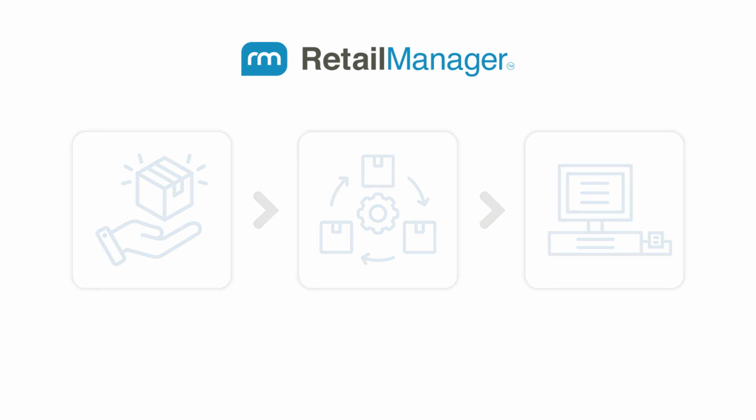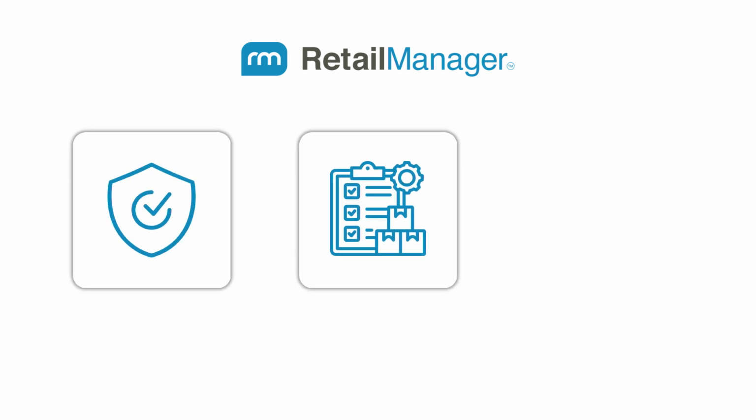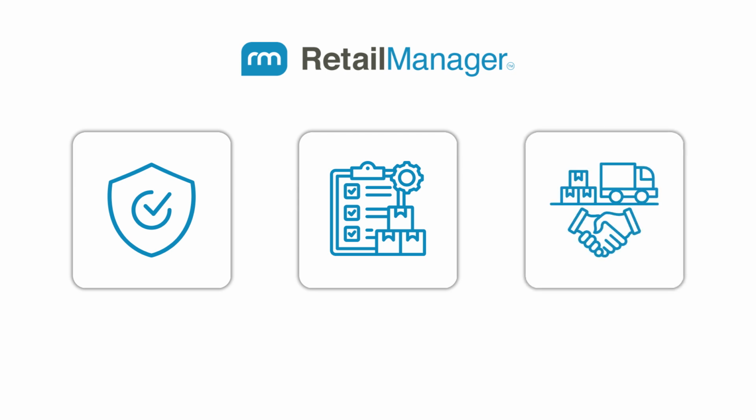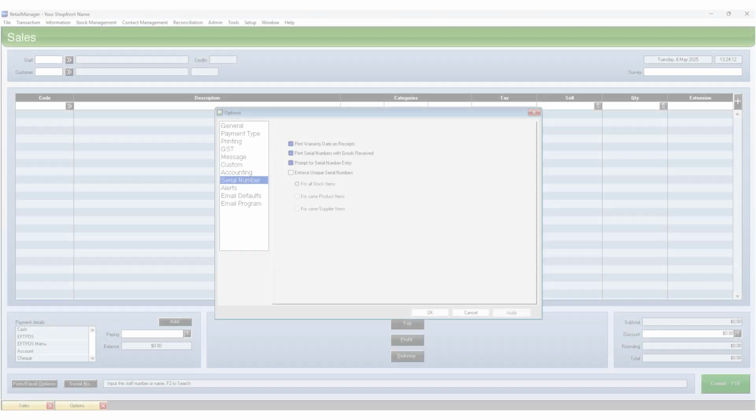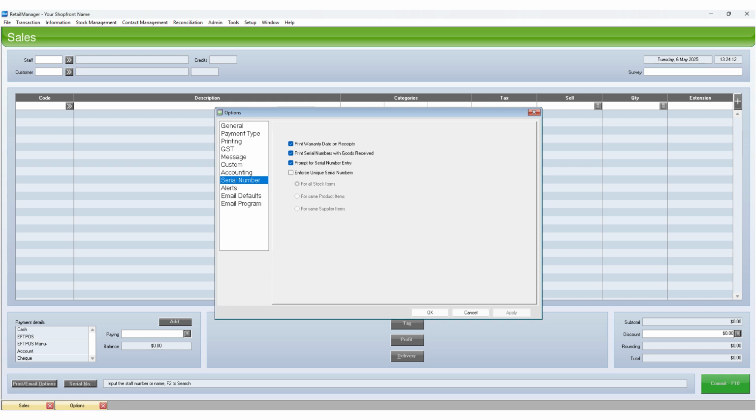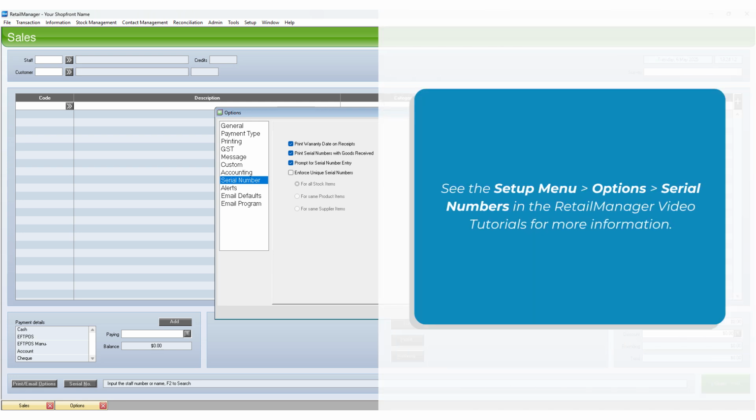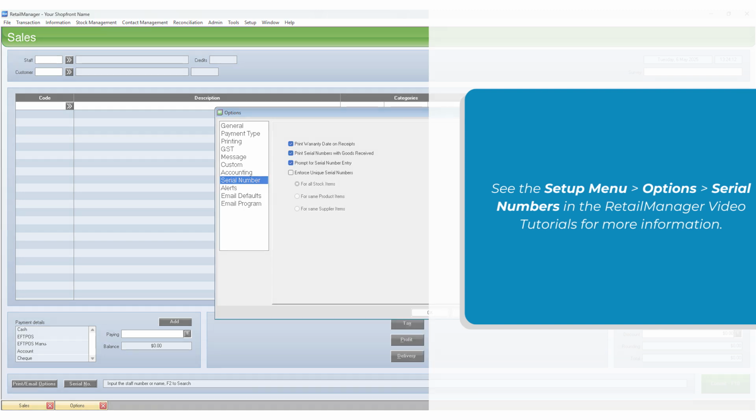RetailManager's serial numbers help you to retain online records of serial numbers for post-sale warranty servicing, enforce unique serial numbers for tighter stock control, and process serial numbers by supplier or product. You can configure how RetailManager handles serial numbers globally using the Serial Number Options window. See the Setup menu, Options, Serial Numbers in the RetailManager video tutorials for more information.